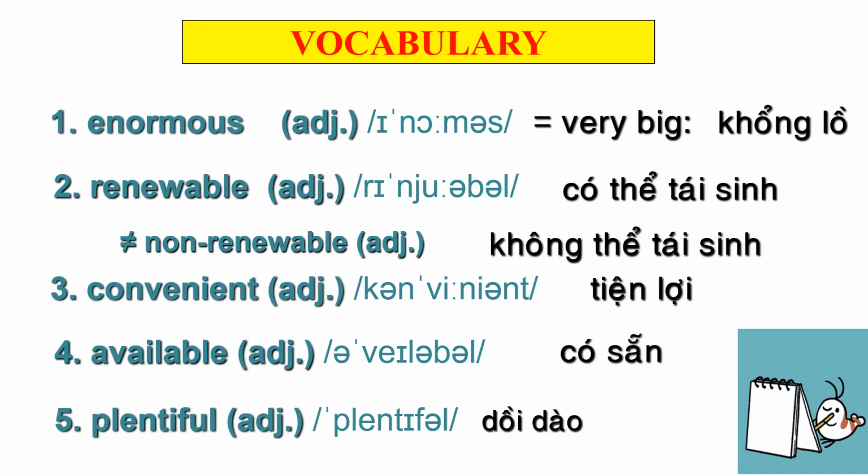5. Plentiful, nghĩa là dồi dào. Now, listen and repeat after me. Enormous, renewable, non-renewable, convenient, available, plentiful.